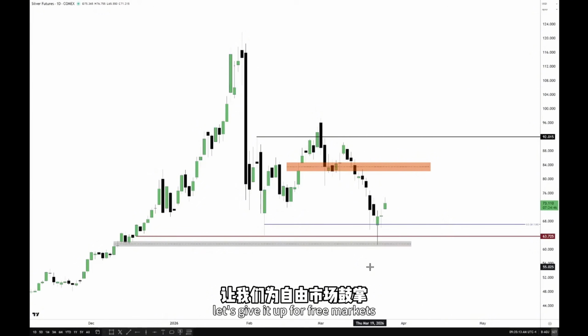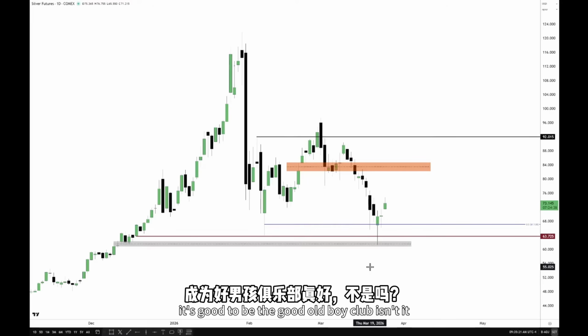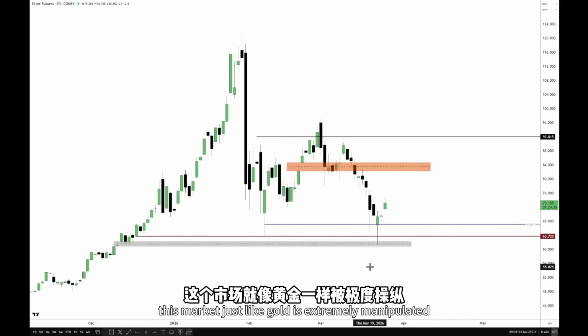Let's give it up for free markets and never manipulation. I tell you what, it's good to be the good old boy club, isn't it? So that's what you're up against. This market, just like gold, is extremely manipulated.